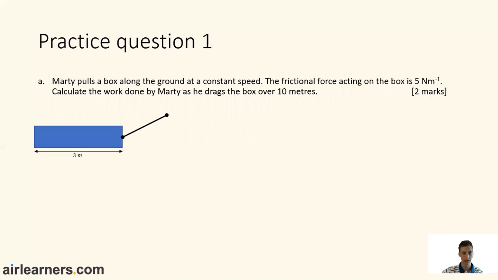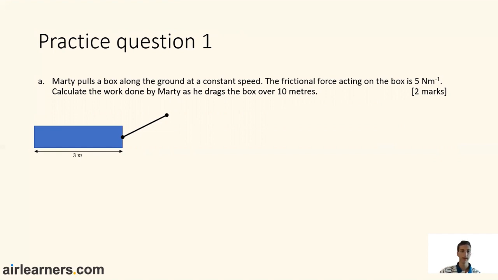All right, back to question 1. Marty pulls a box along the ground at a constant speed. The frictional force acting on the box is 5 newtons per meter. Calculate the work done by Marty as he drags the box over 10 meters. It's 2 marks, so you've got 2 minutes to do the question. You can pause the video and come back to it once you finish the question.